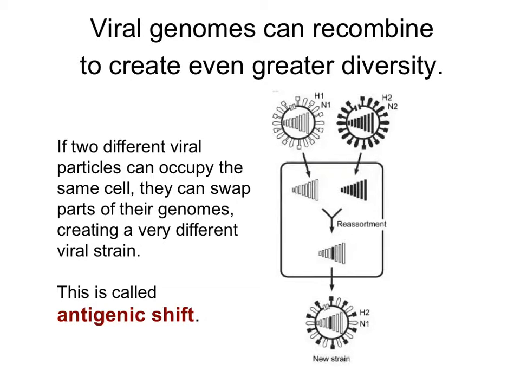Okay, now there's another thing. Viral genomes can actually recombine. If two different viral particles occupy the same cell, remember they insert their DNA or RNA into the cell's genome, they can swap parts of their genomes, and they can create a very different viral strain. This is called antigenic shift. So this is when you get a hybrid virus, and drift is when you get new mutations.